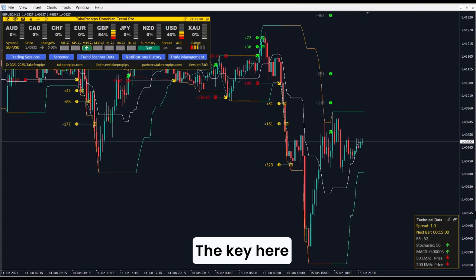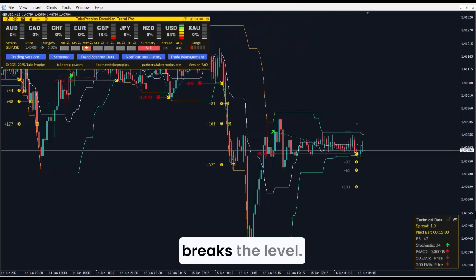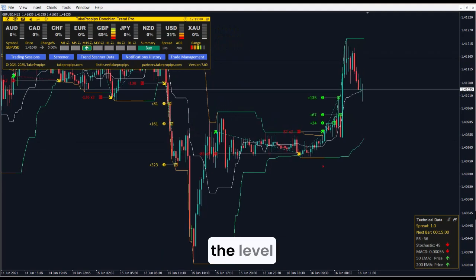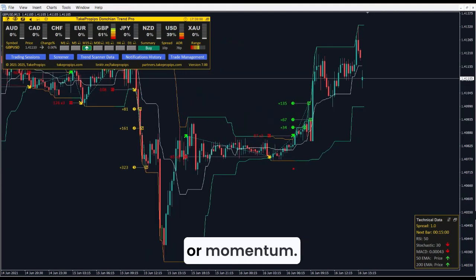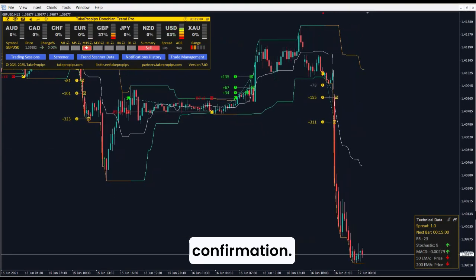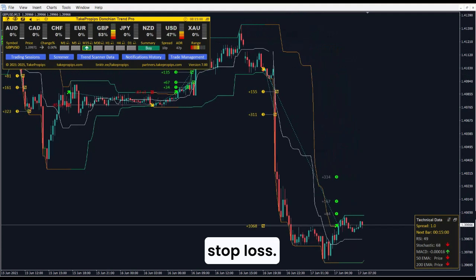The key here is confirmation. Don't just enter on the first candle that breaks the level. Instead, wait for a candle to close above or below the level with strong volume or momentum. You can also use a retest of the broken level as confirmation. That retest gives you a better entry and tighter stop loss.